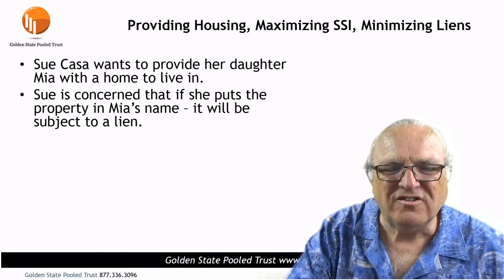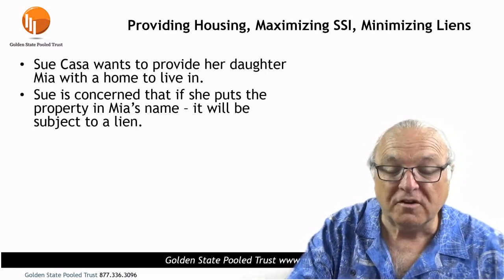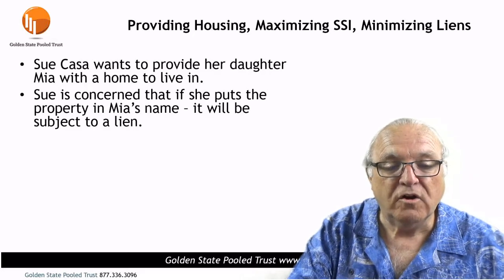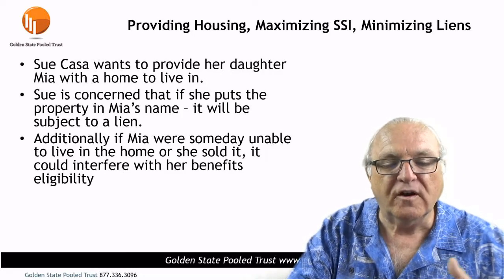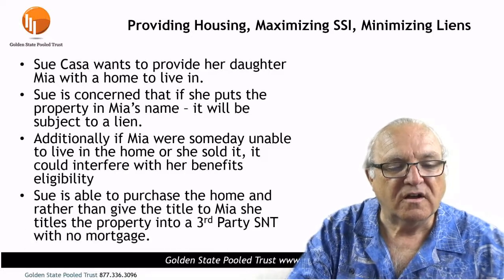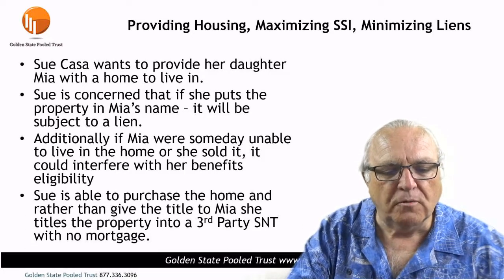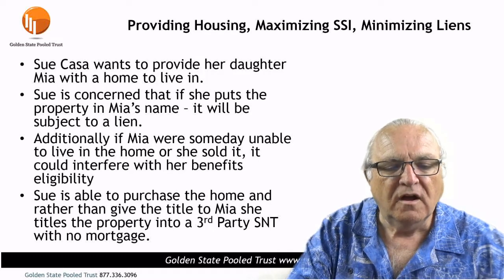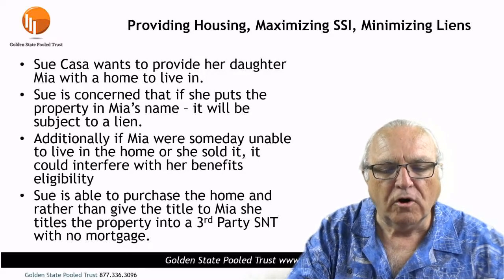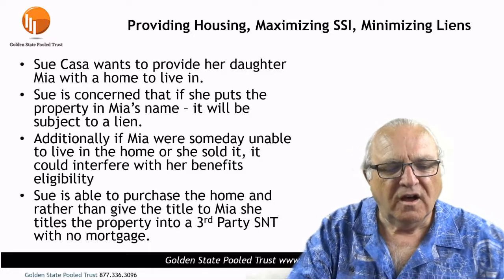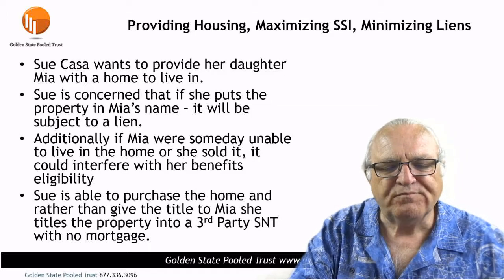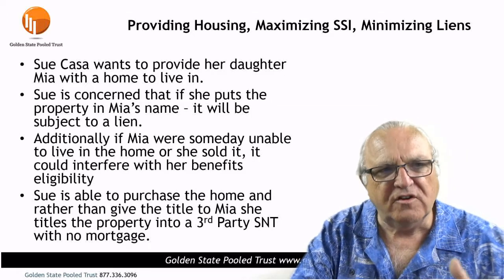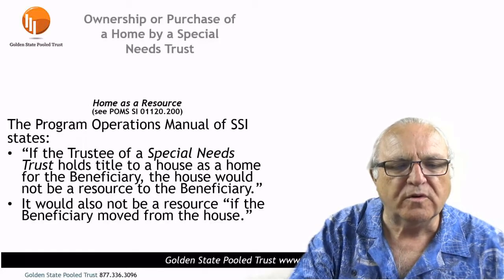In most cases, my suggestion when I'm doing planning is put the home in a special needs trust anyway. Partially because if Mia were someday unable to live in the home and it needed to be sold, we don't want it interfering with her eligibility for SSI, Medi-Cal, IHSS, and the like. Sue is able to purchase the home, and rather than give the title to Mia, she titles the property into a third-party special needs trust. Now, the reason I put in with no mortgage is that in most cases, once again, if you add a mortgage to this, it's going to really jump up the ISM numbers to something where this wouldn't work.